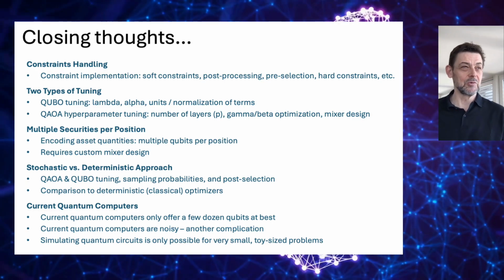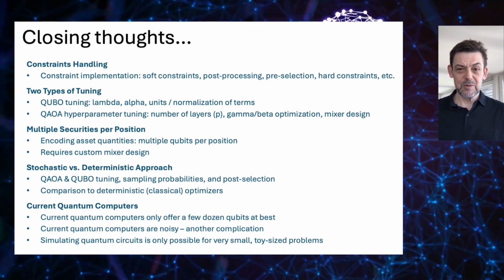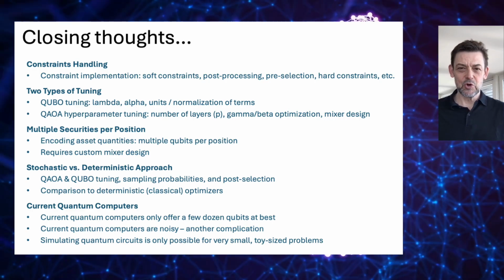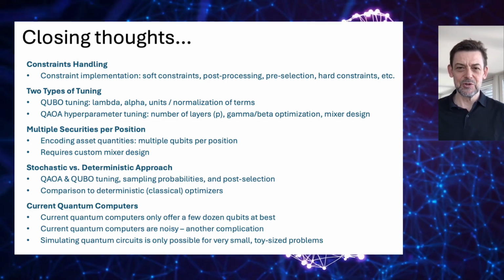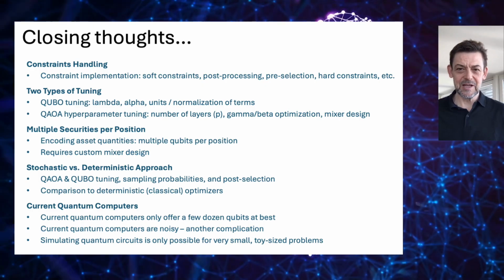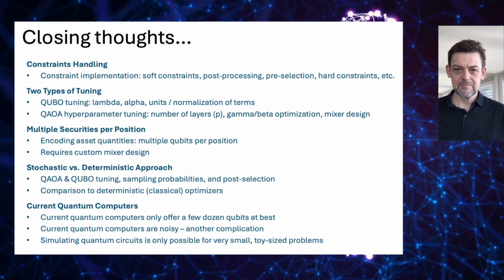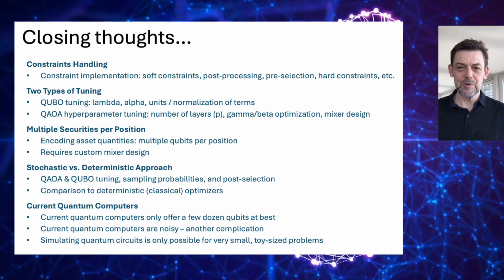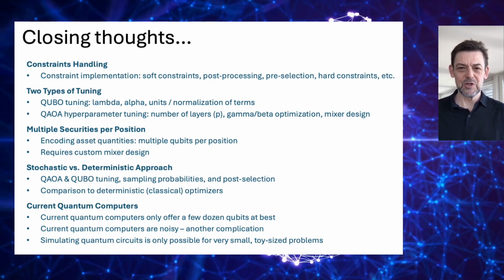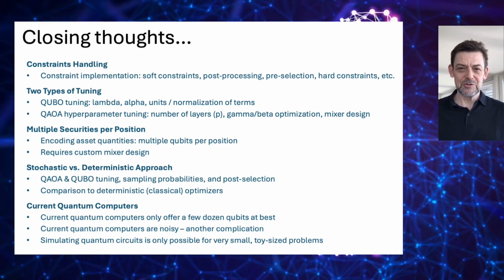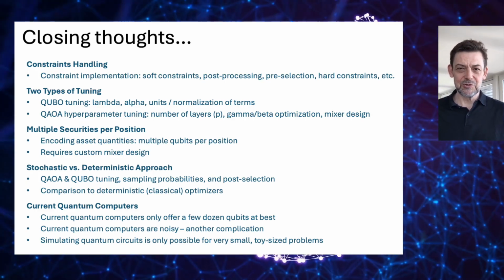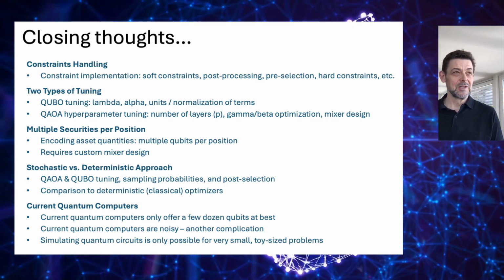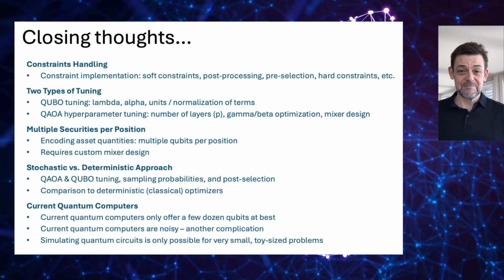If you're working with multiple securities per position, things get more complex quickly. You'll need multiple qubits to represent each asset's quantity. And that, in turn, means designing a custom mixer to handle the encoding properly. Another big difference in this field is between stochastic and deterministic optimization. The QAOA approach works with probabilities, so you need to sample, tune, and use post-selection to pick out good solutions. That stands in contrast to classical optimizers, which tend to be fully deterministic.